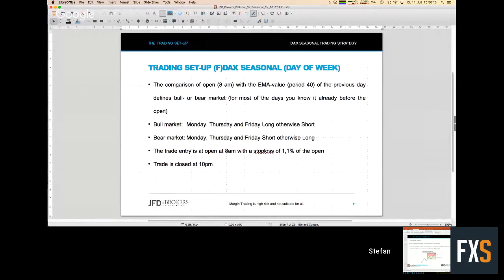So what we really do is compare, at 8 a.m. German time, the open price of the FDAX with the EMA value, period 40, of the previous day. That comparison defines a bull or bear market. And now it's up to the day of the week. Monday, Thursday, and Friday are normal days. That means in a bull market we open long trades, and vice versa for short. Of course, our trade has a stop loss, and this is set to 1.1% of the open. All the trades we generate with this trading setup are closed either by the stop loss or at 10 p.m. in the evening, before market close. We don't have to take profit for that setup, and then we are already done.